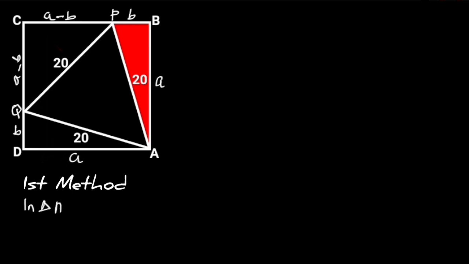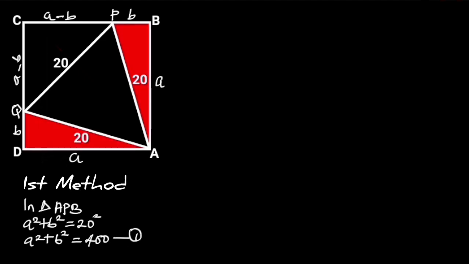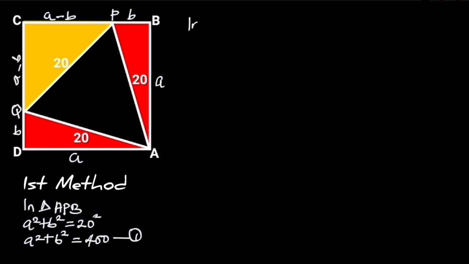Using Pythagoras theorem in triangle APB will give us A squared plus B squared is equal to 20 squared. 20 squared is 400, so A squared plus B squared is equal to 400. Let's call this equation 1. And the same is applicable to triangle ADQ. Next, let's consider triangle CPQ.